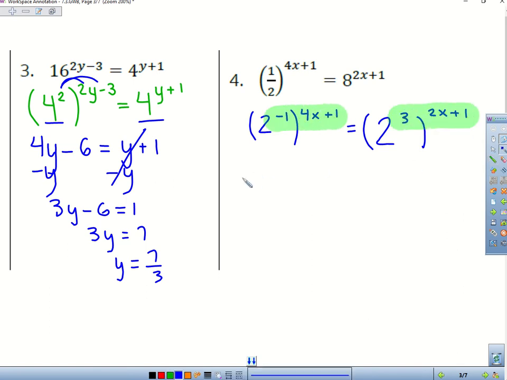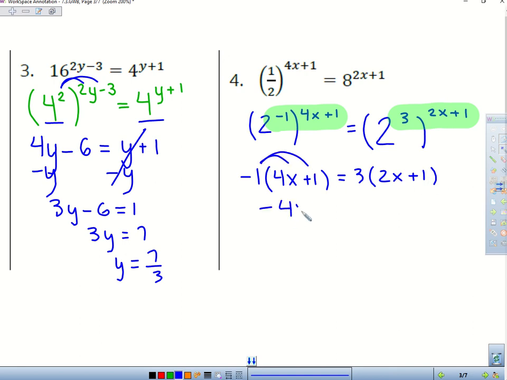Now I have to multiply those, so I'm going to write it out first and then multiply on this one. We use the distributive property. And then you solve however you like to solve. I'm going to add 4x on both sides.